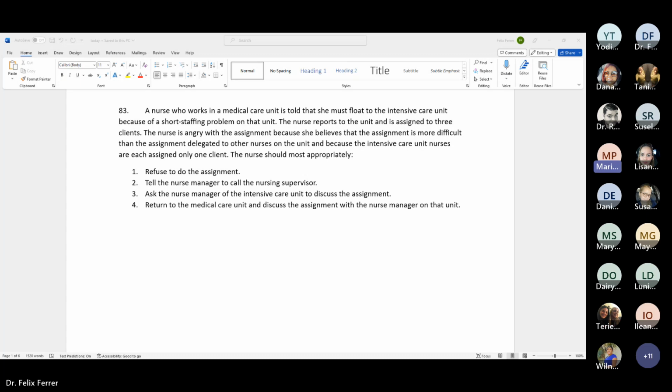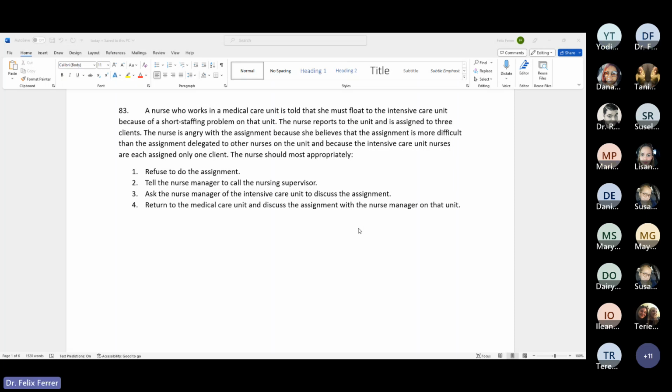Four. No, not four. What do you think, guys? What do you think is the answer? Four now, because return to the medical care unit and discuss the assignment with the nurse manager on that unit. Discuss with the nursing supervisor. One, you can refuse it. Is the second one, tell the nurse manager to call the nursing supervisor? No. I'm going to ask you only one question. Is it mandatory for you as a nurse to float?